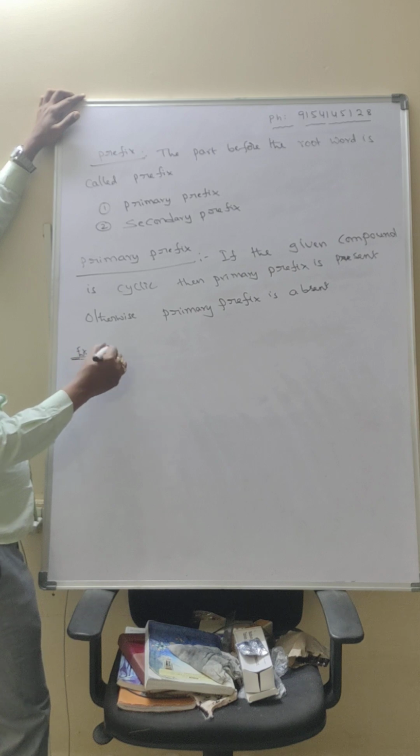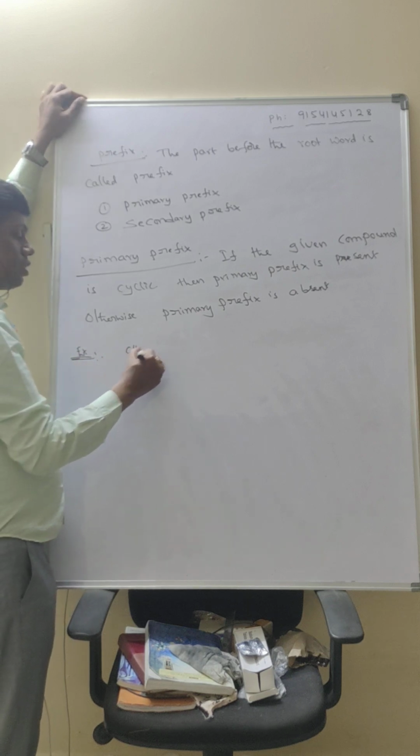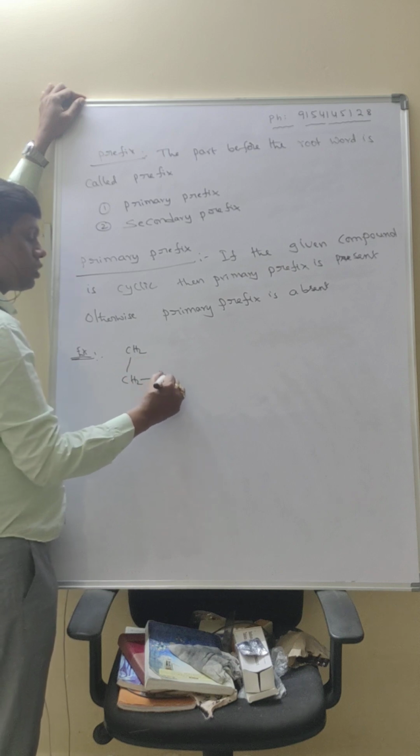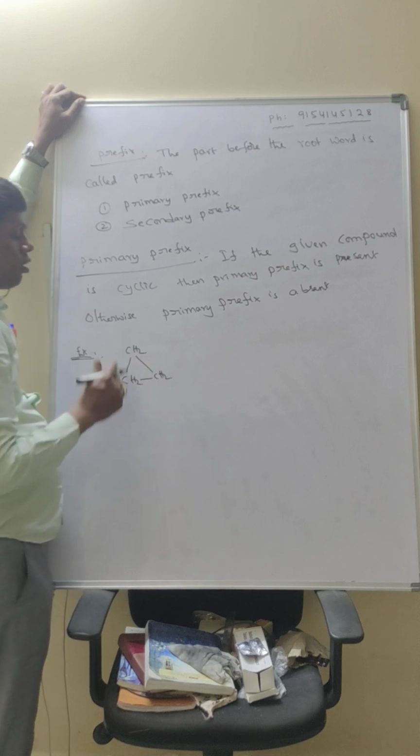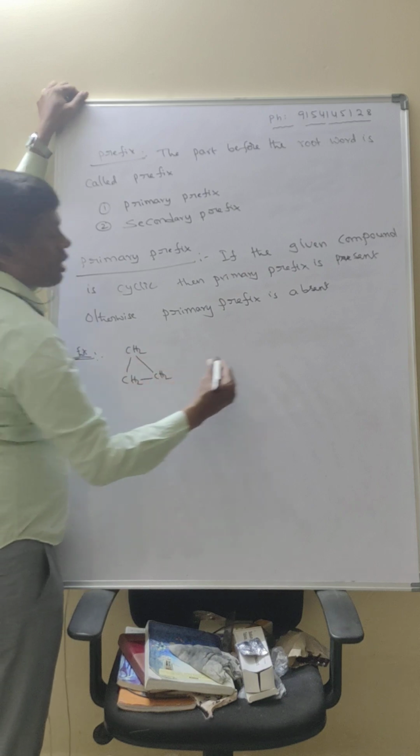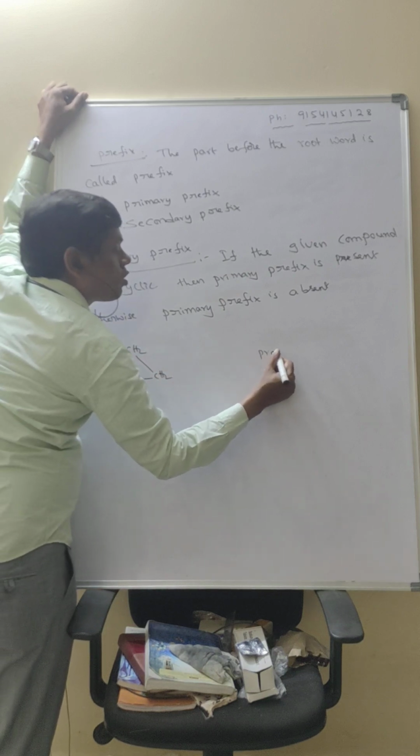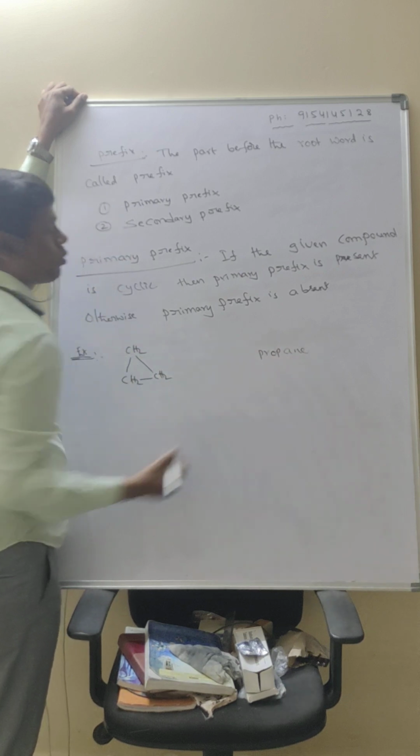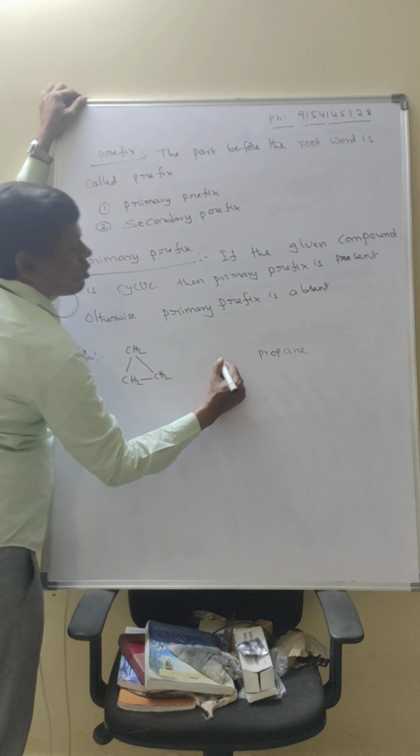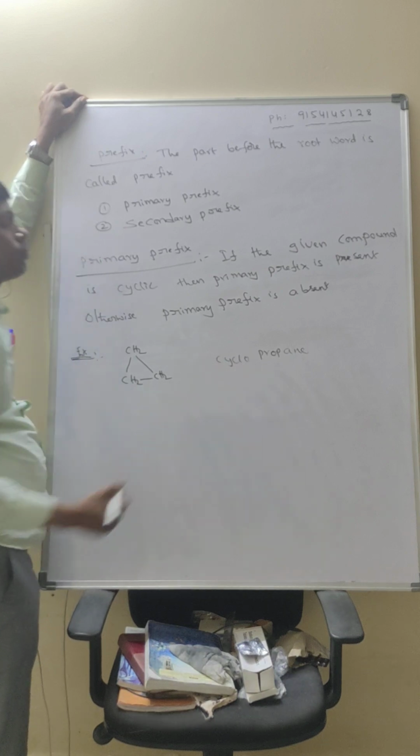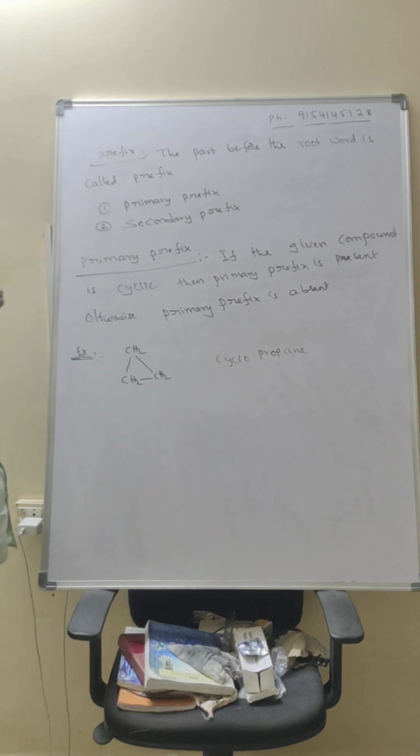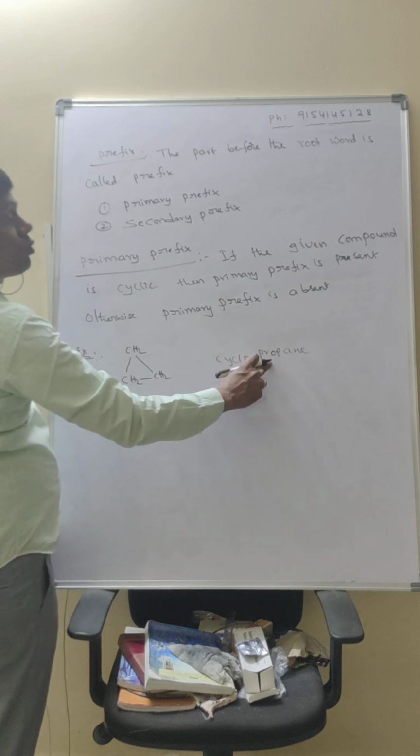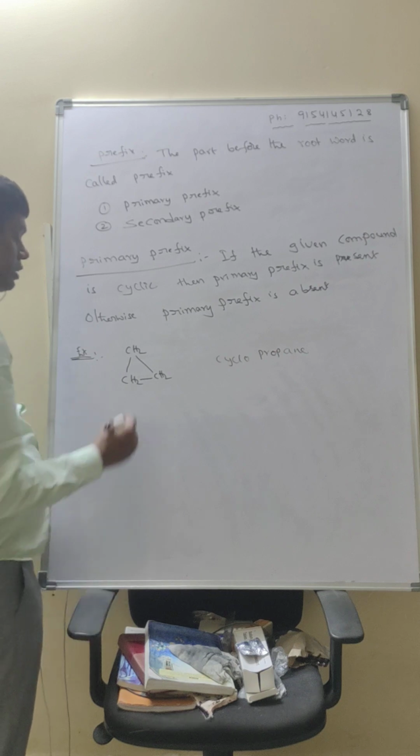Example: CH2, bond CH2, bond CH2. 1, 2, 3 carbons are there means prop. All are single bonds between carbon and carbon, ane, propane. This is cyclic, so cyclo. Its name is cyclopropane. Cyclo is the primary prefix, prop is the root word, ane is the primary suffix.